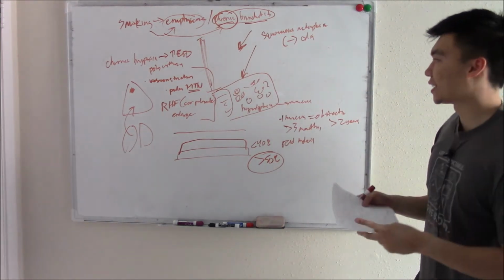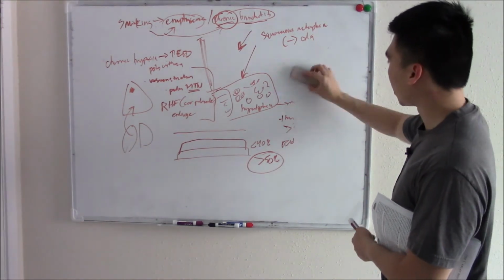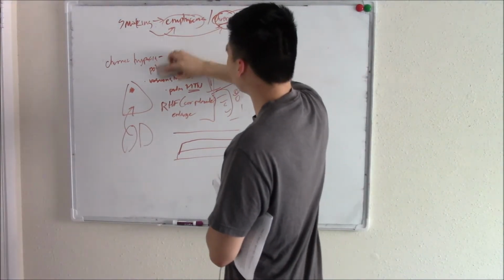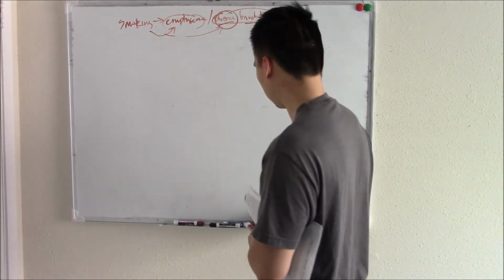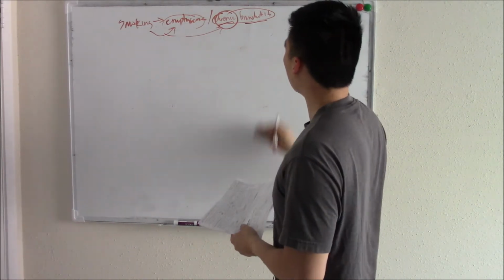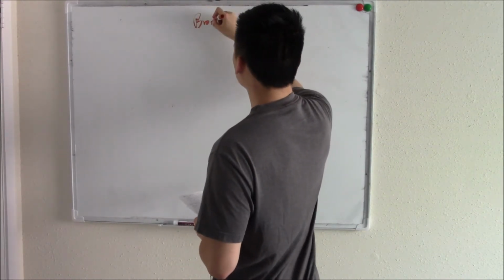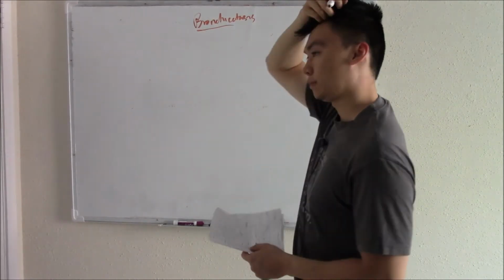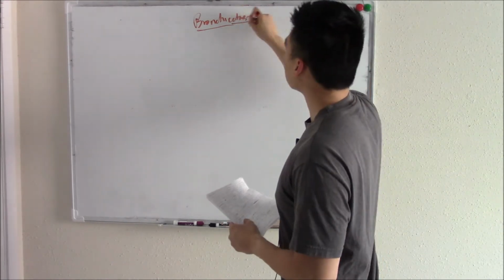Let's talk about something called bronchiectasis. Bronchiectasis is very similar to chronic bronchitis, where you have chronic inflammation of your conducting zone and a ton of mucus. The difference is that bronchiectasis usually has a different etiology. So let's talk about bronchiectasis. Bronchi, that's your large bronchi, so you know it's going to be in your conducting zone. Ectasis means dilation.